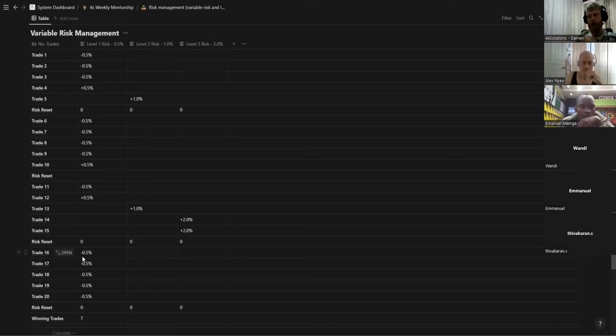in trade 16 compared to static, we are already now on the lowest level of risk because our risk reset tells us to go back to level 1 after the 5th trade. So after trade 5, we reset. After trade 10, we reset. And after trade 15, we reset because it's a series of 5 trades. So all of these are losers. Well, that doesn't matter because we're at our lowest level of risk.